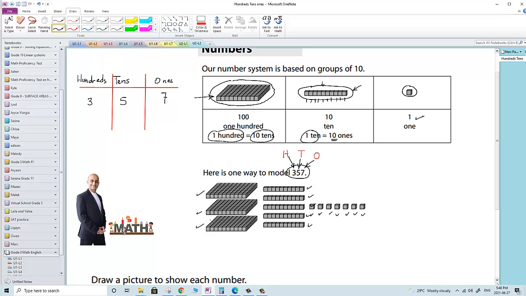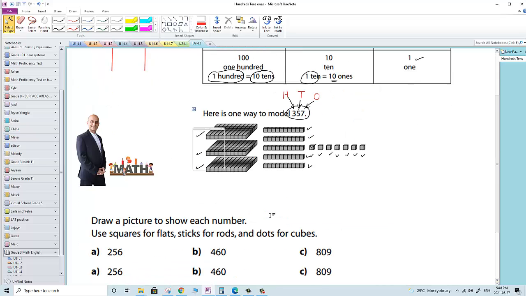So this is how I can represent the number using this number system, in groups. How can I model it? This is how we can model it using this nice table, and after that I can model it.